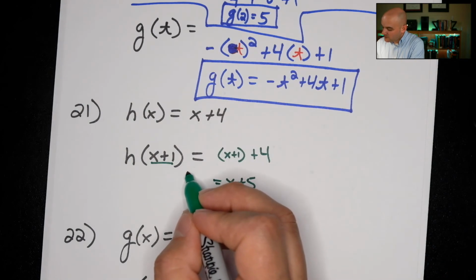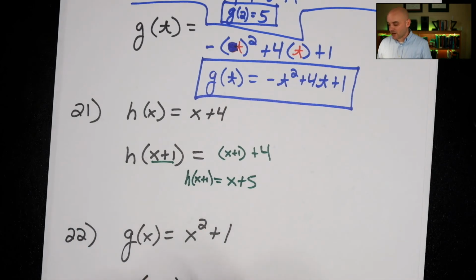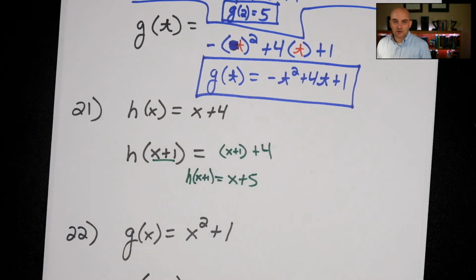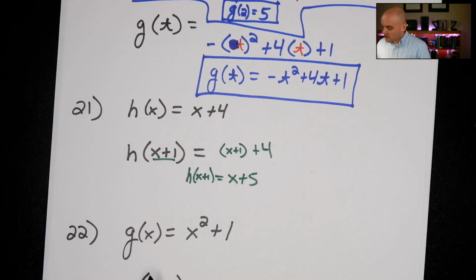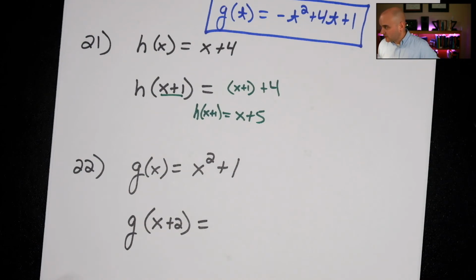And in this case, this simplifies to x plus 5. And maybe if you pause the video and try that out ahead of time, you got that right. But a lot of times students will just add 1 to the end of this, and that's not the correct way. In this case, it works out to be correct. But get in the habit of putting that parentheses down first. Try out number 22. Pause the video and give it a go.